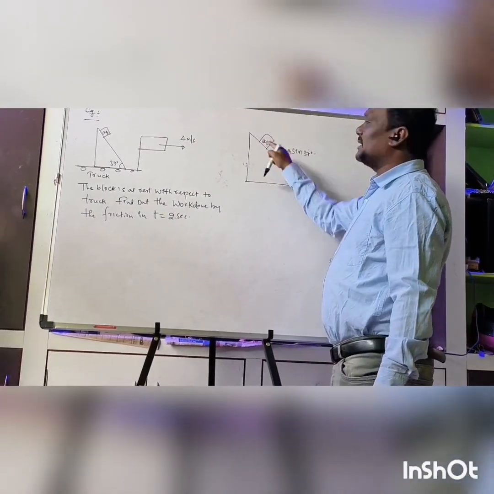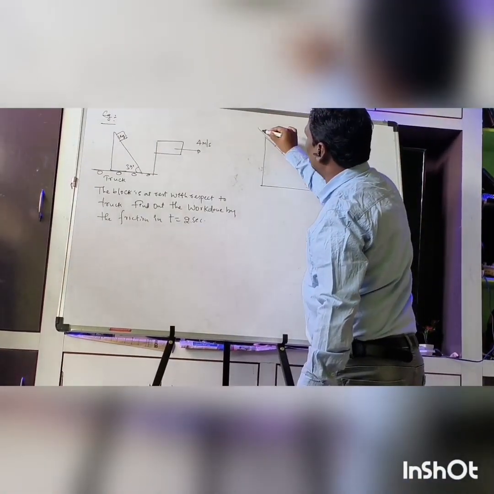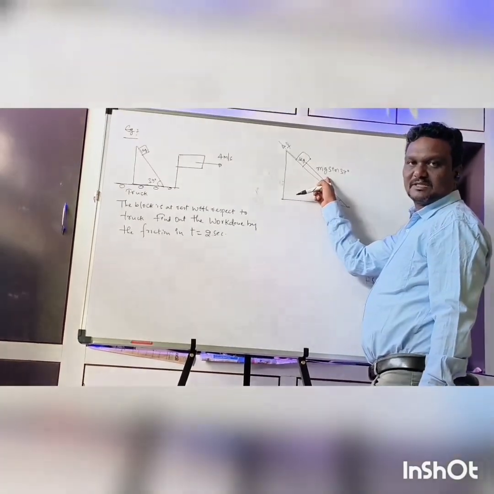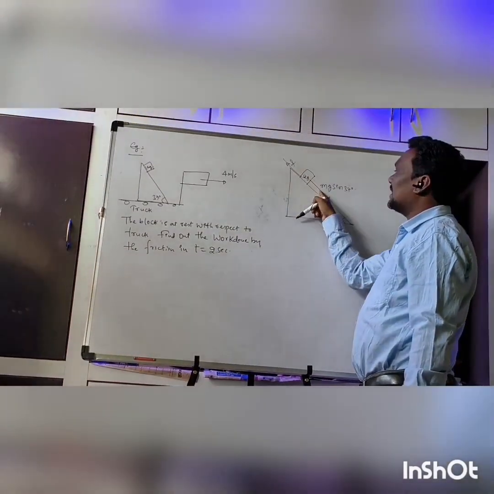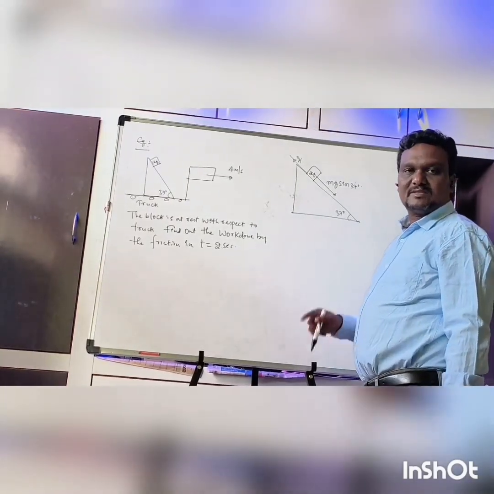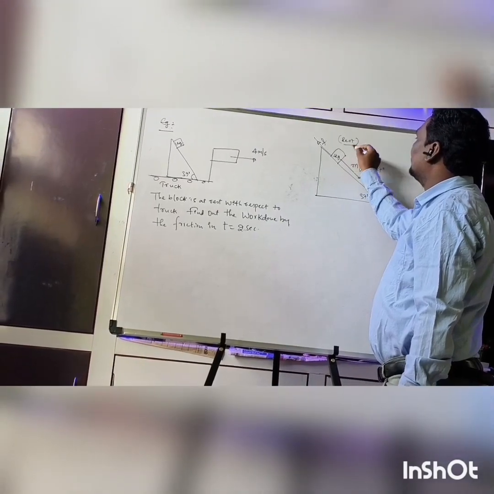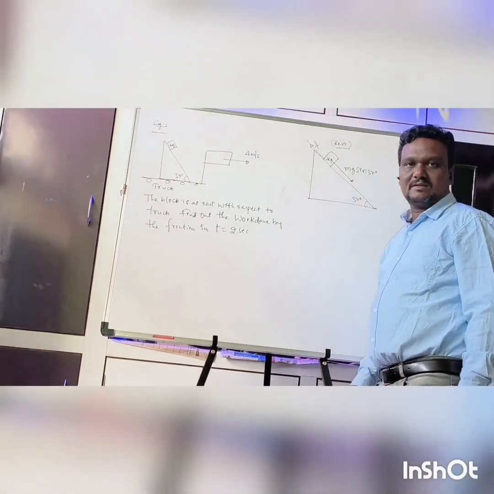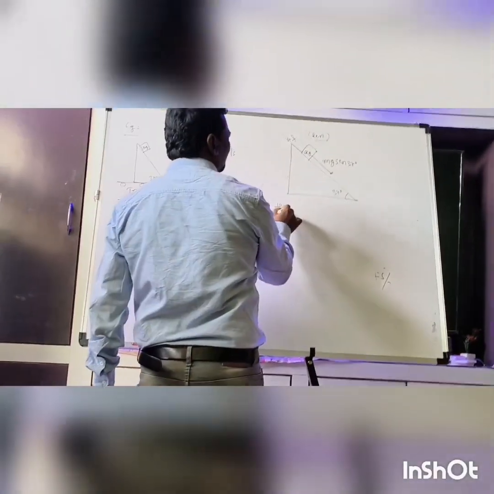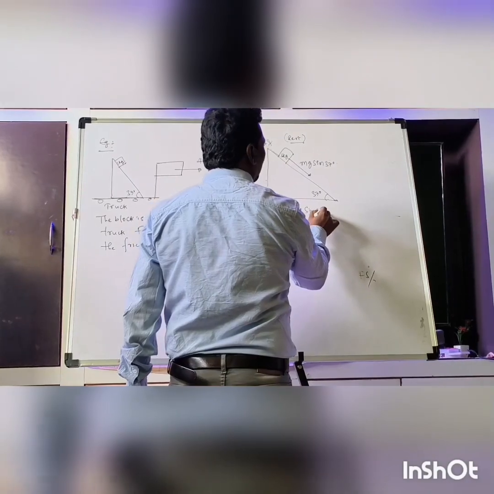So for the block to be at rest, definitely there should be friction. Friction is acting in the opposite direction to mg sin 37, because friction is balancing it. Only then the net force along the plane is equal to 0, and the block is at rest with respect to the truck frame. This means the friction is equal to mg sin 37.